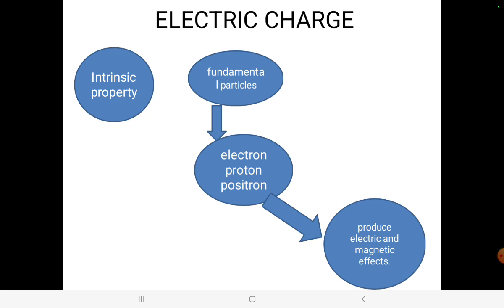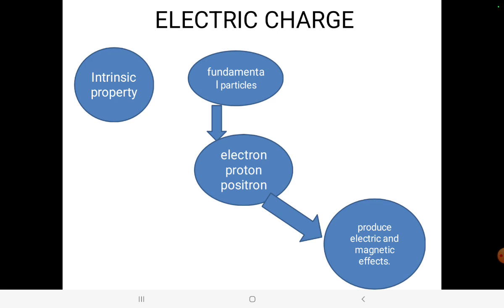This intrinsic property will produce electric and magnetic effects by the particular atom. Clear? Because of its movement it will produce electric and magnetic effects of the particular atom. I think you may have learned in your previous classes that the electric field always coincides with the magnetic field, and vice versa, the magnetic field also coincides with the electric field, right?